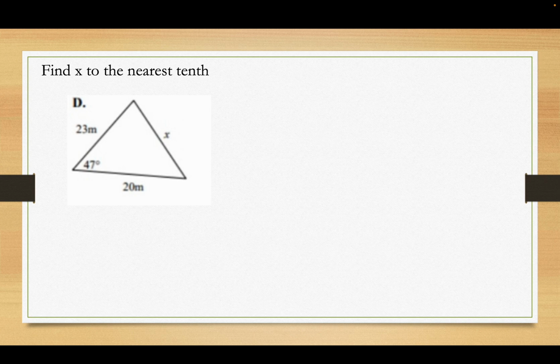Okay, stop and start time is over. X squared equals 20 squared plus 23 squared. There's the other two sides. Oh, by the way, I should emphasize side, angle, side.